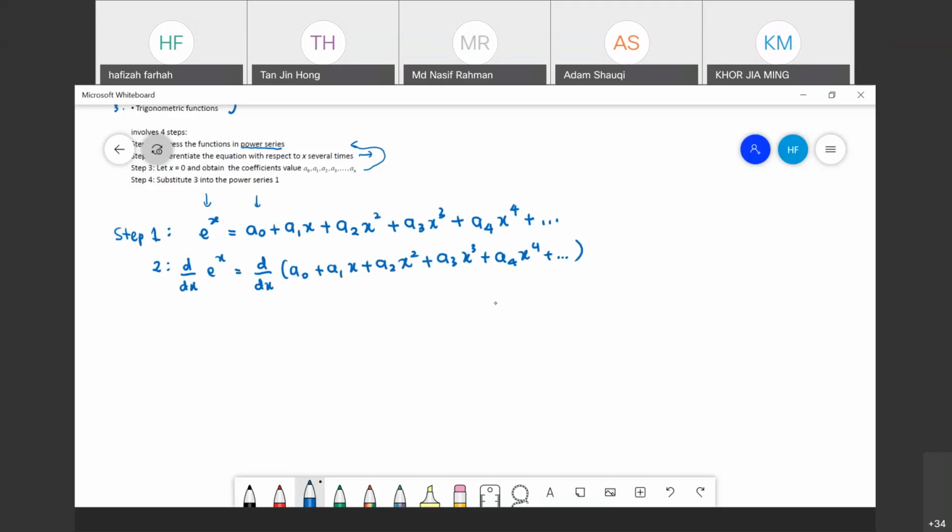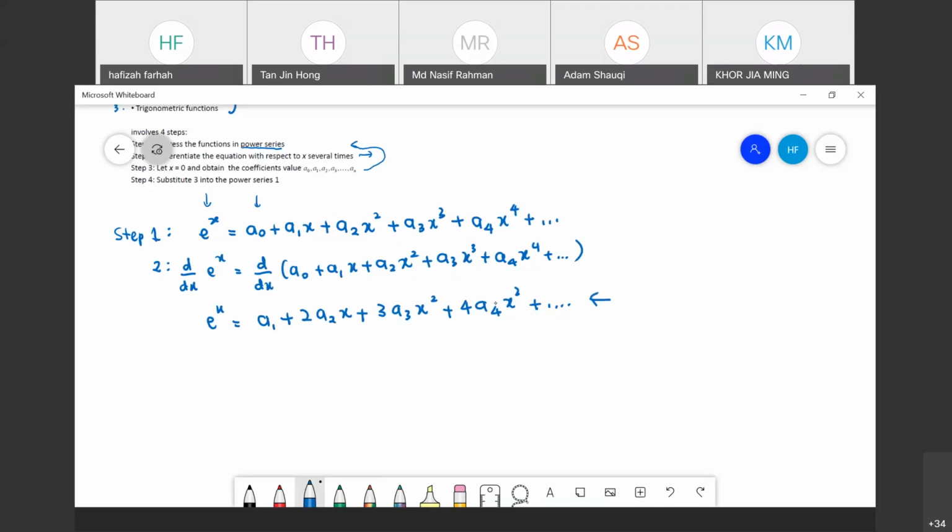Okay, so we get e to the power of x equals a1 plus 2a2x plus 3a3x squared, plus 4a4 x to the power of 3. Okay, the next thing is we still have to differentiate again. So we differentiate this equation.